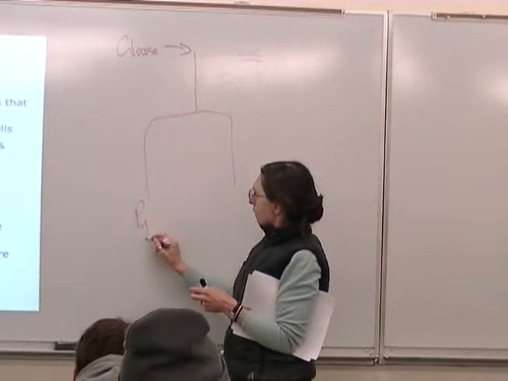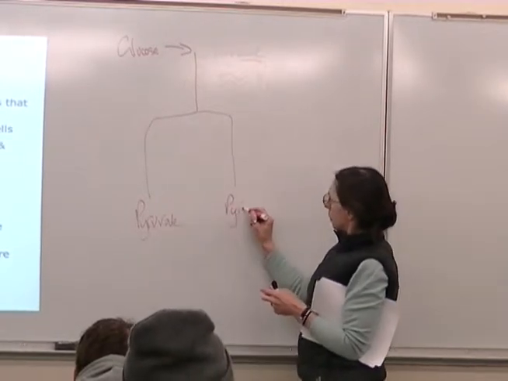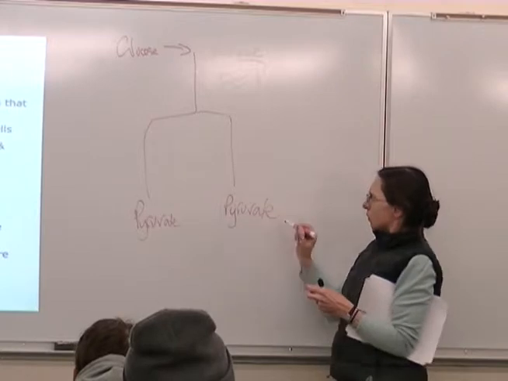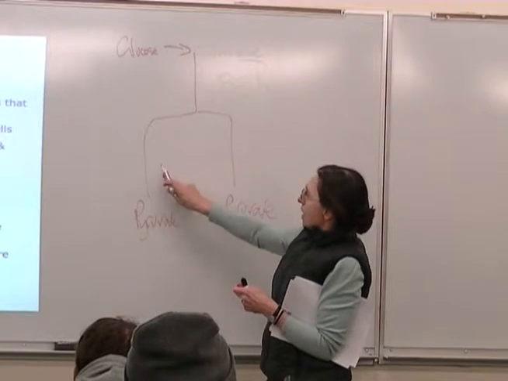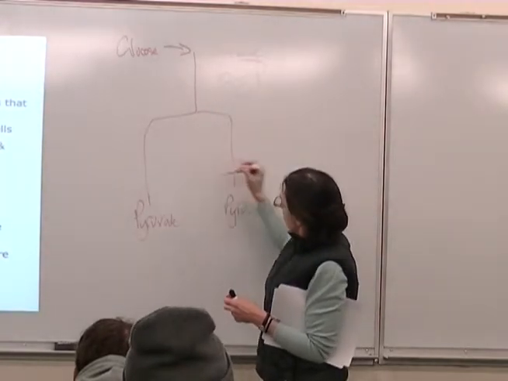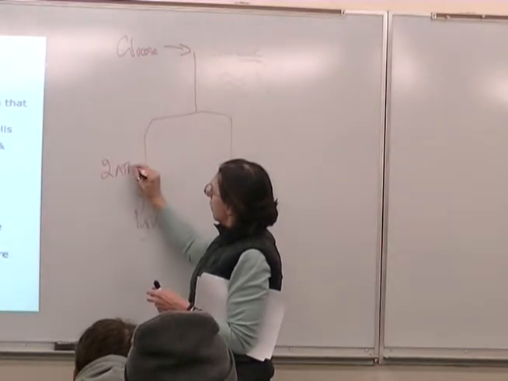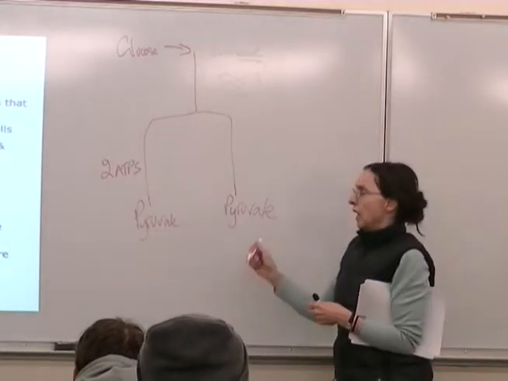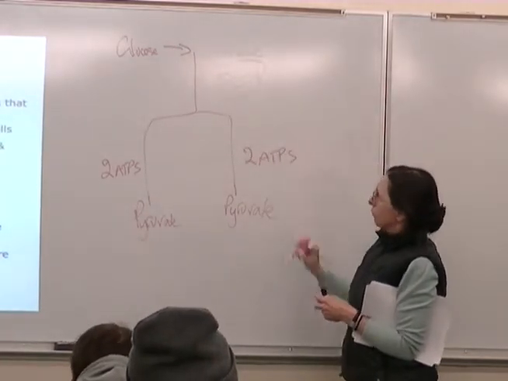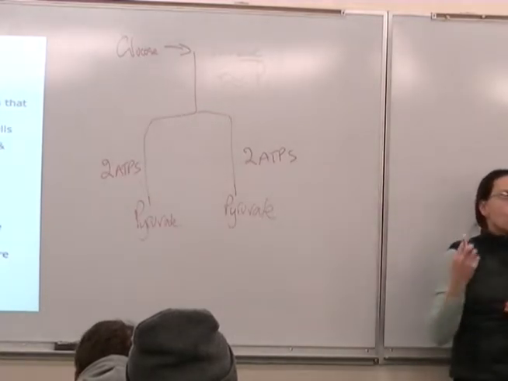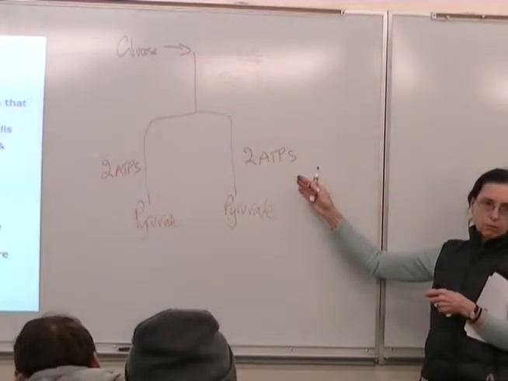And I end up with pyruvate. Okay? I make 2 ATPs in this side of the chain, and I make 2 ATPs on this side of the chain. So for one piece of carbohydrate, I make 4 ATPs.